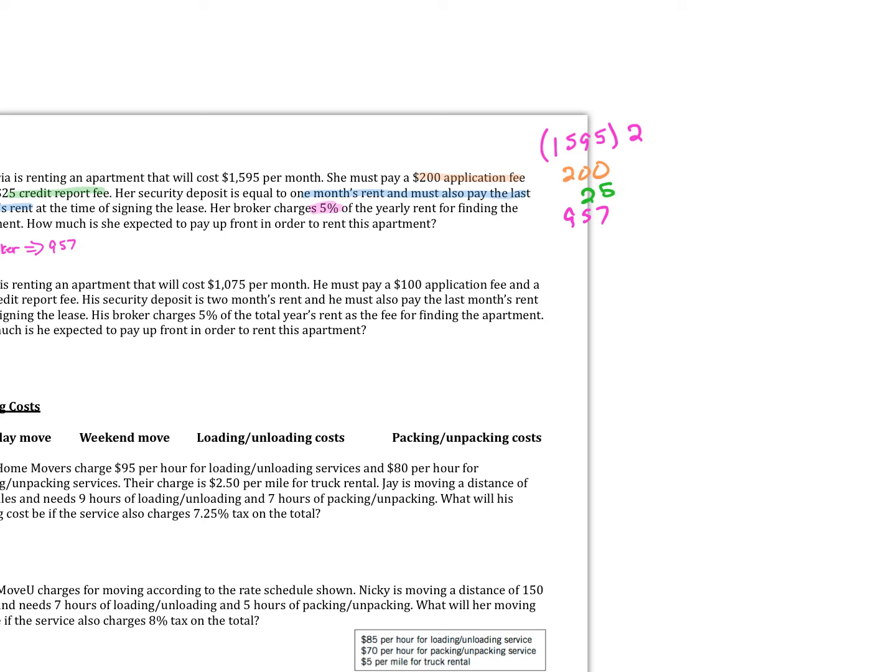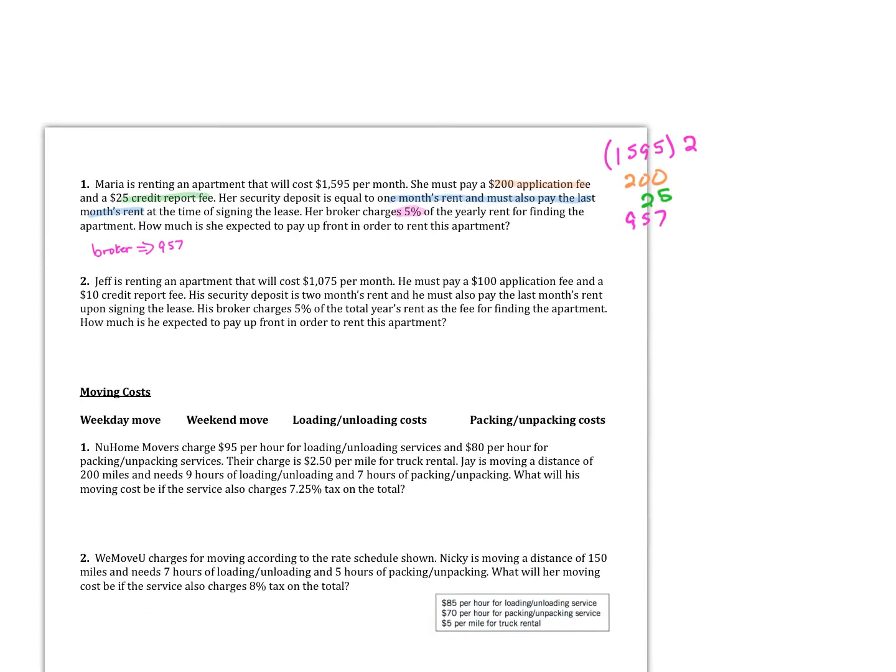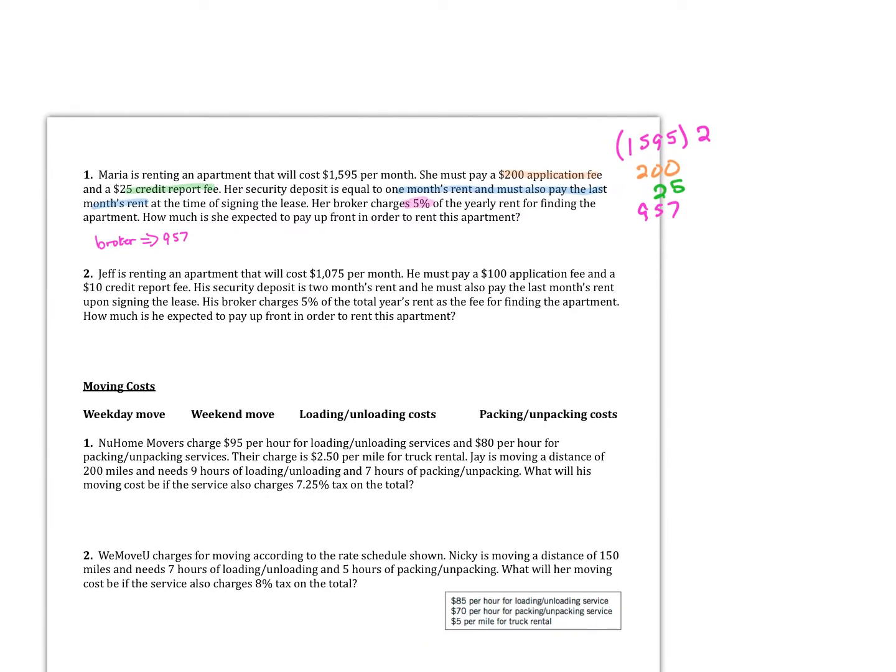Okay, so we've got first and last, we've got the application fee, the credit report fee, and then the broker fee. So how much altogether does she have to pay to get in? $43.72. A lot of money. Okay.